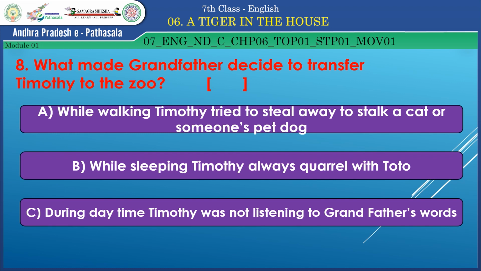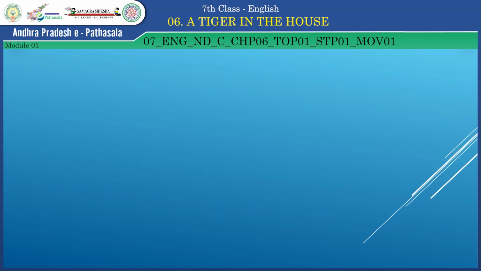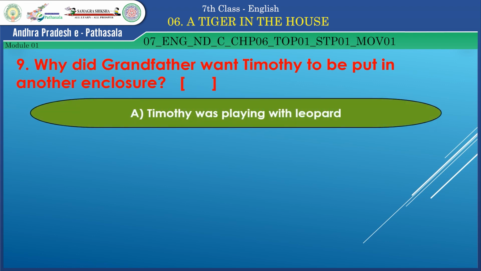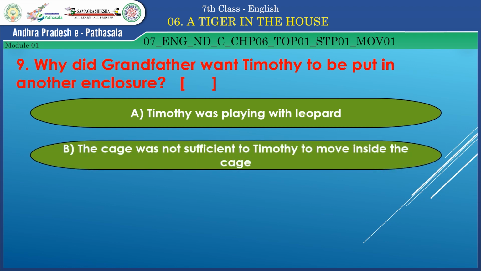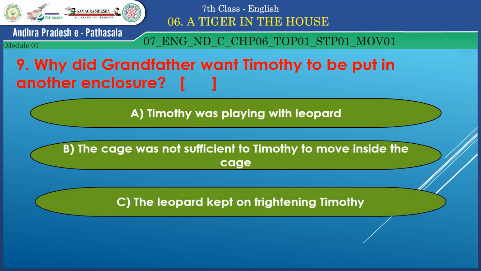Can you guess what is the right answer? Yes, you are right. The answer is option A. Question number 9. Why did grandfather want Timothy to be put in another enclosure? Option A. Timothy was playing with the leopard. Option B. The cage was not sufficient for Timothy to move inside. Option C. The leopard kept on frightening Timothy.